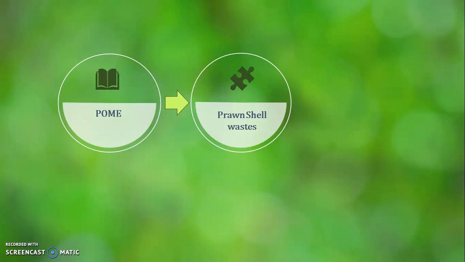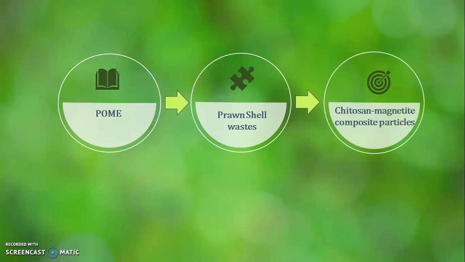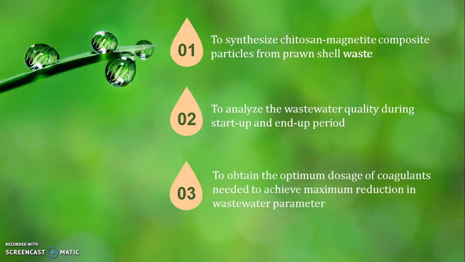So this is one of the benefits: we can extract the chitosan in large quantity. Then the chitosan will be modified by cross-linking with magnetic particles to create the chitosan-magnetite composite particle. Because of its high surface area, you can increase the absorption of contaminants from effluent.